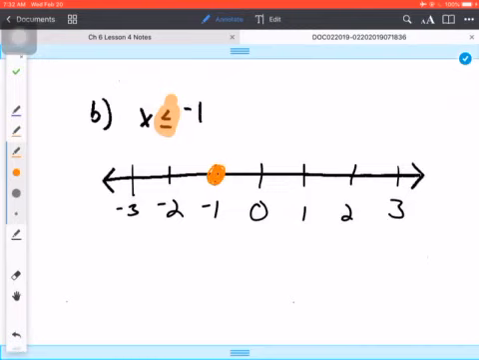Last thing I want to look at is substituting 0 in here. That's my little trick. Is 0 less than or equal to -1? No, it's not. It's actually greater than -1, which means that I'm going to have an arrow pointing off in this direction. And color that bad boy in.